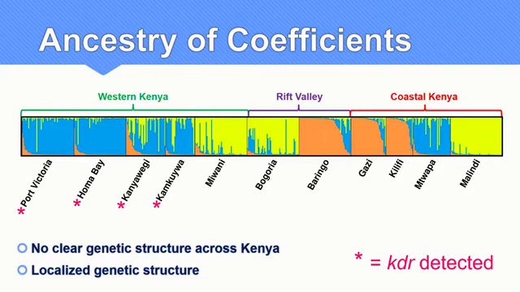And lastly, I indicated study sites in which we detected the KDR mutation with a pink asterisk. And you can see that KDR was only detected in the 4 sites that have similar genetic backgrounds in western Kenya, suggesting that KDR is spread by gene flow.